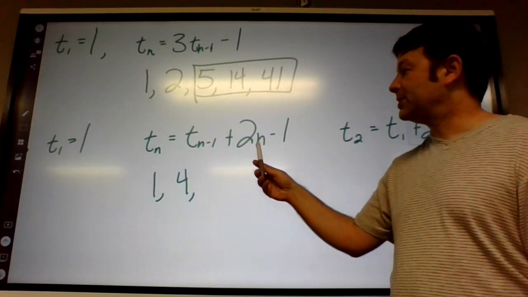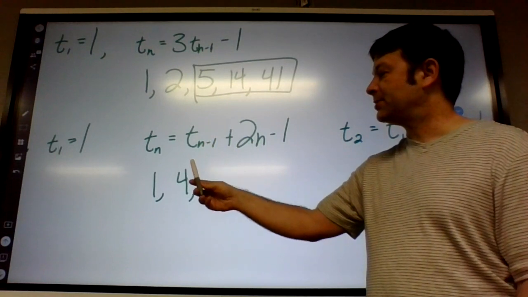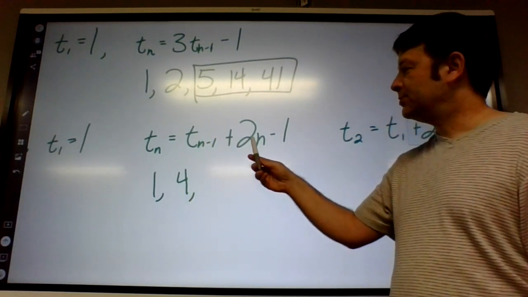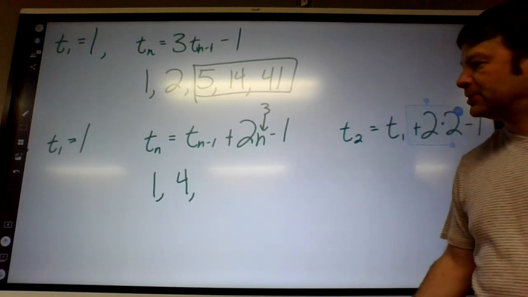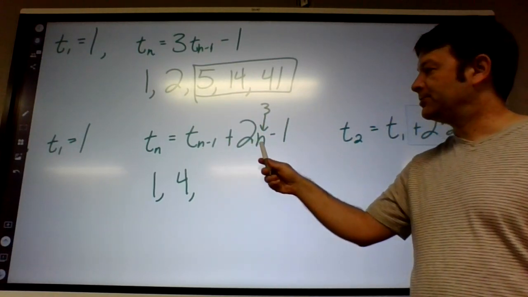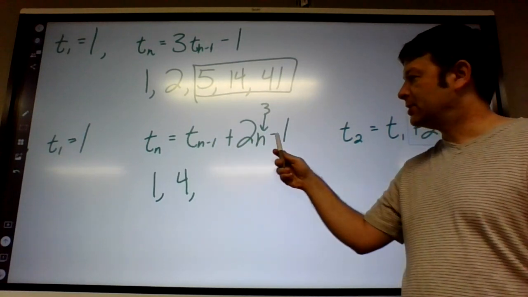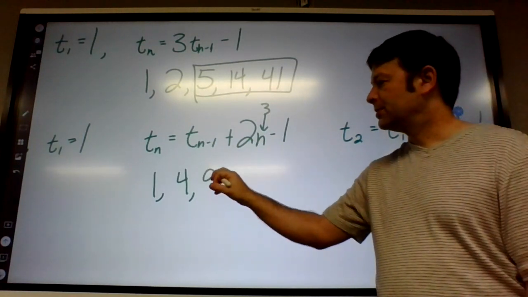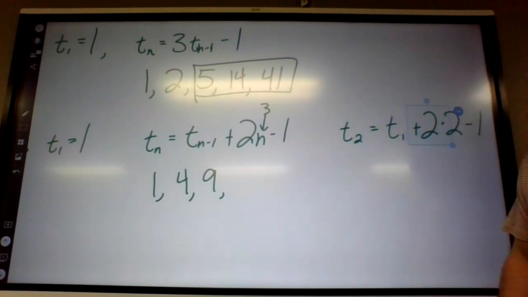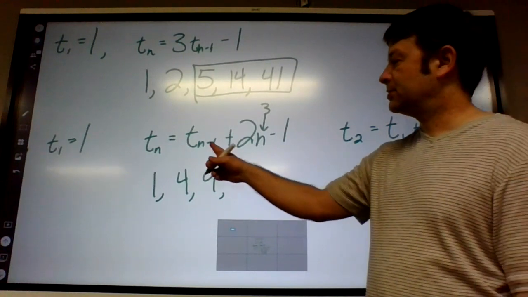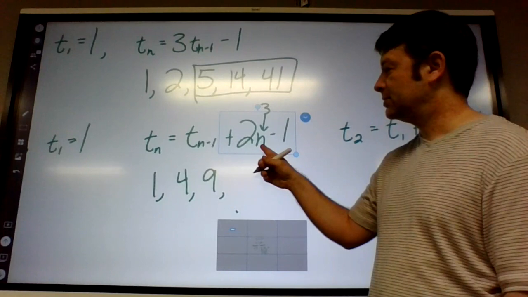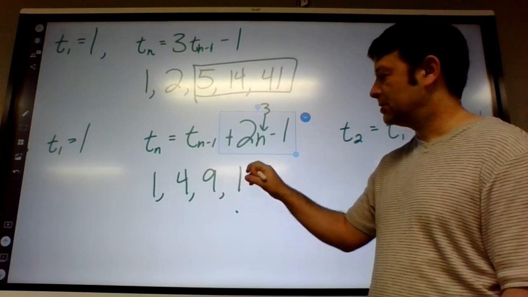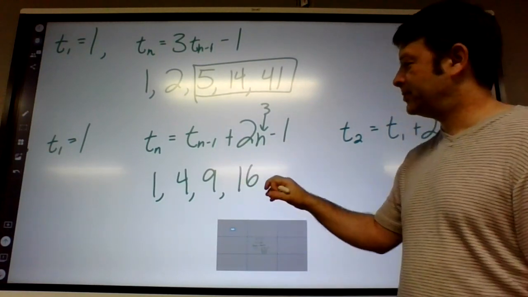Okay, so n is changing. So we're on the third term now, so we need the second term, 4, plus 2 times 3, because we're on the third term, minus 1. So 4 plus 2 times 3, 6 plus 4 is 10, minus 1. And then now we're on the fourth term, so we're going to take the third term, 9, plus 2 times 4, 8, 17, minus 1.